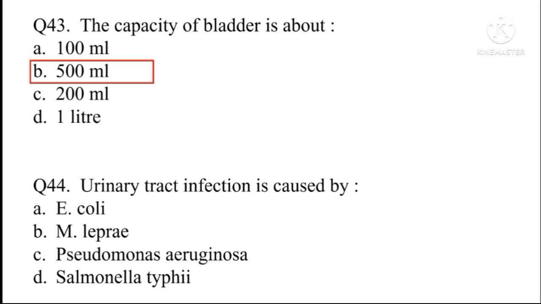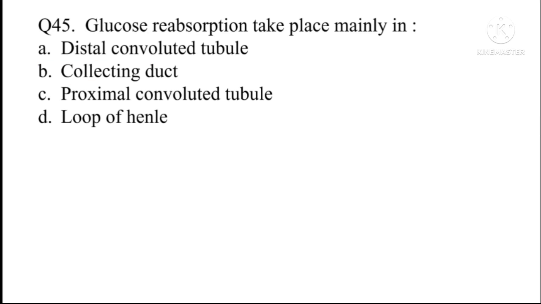Next question is, urinary tract infection is caused by. Options are option A, E. coli, option B, M. leprae, that is Mycobacterium leprae, option C, Pseudomonas aeruginosa, option D, Salmonella typhi. Its correct answer is option A, E. coli. E. coli are mostly responsible for urinary tract infections. Next question is, glucose reabsorption take place mainly in. Options are option A, distal convoluted tubule, option B, collecting duct, option C, proximal convoluted tubule, and option D, loop of Henle. Its correct answer is option C, proximal convoluted tubule, PCT.